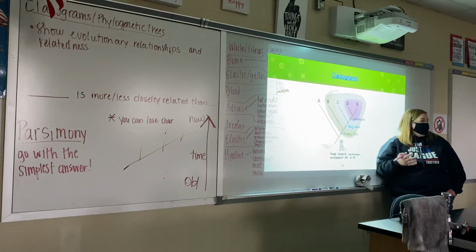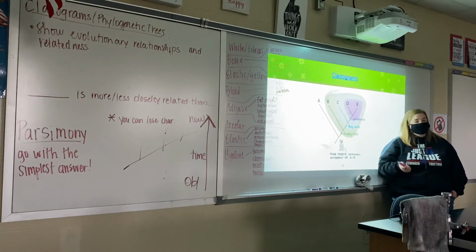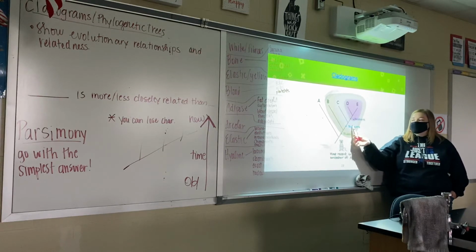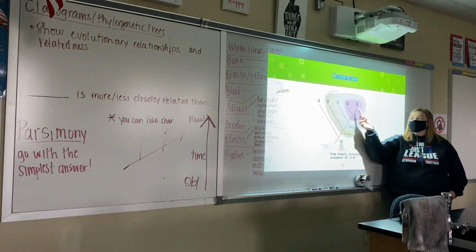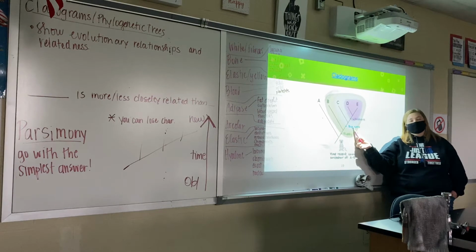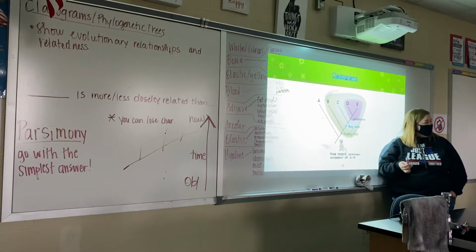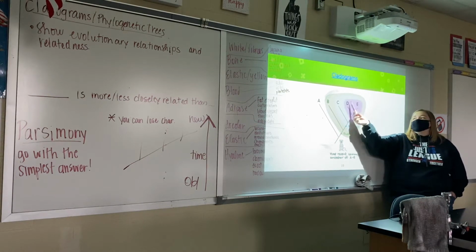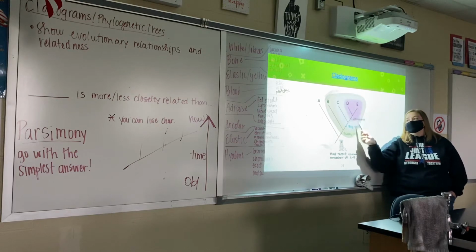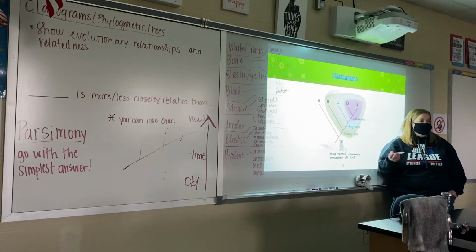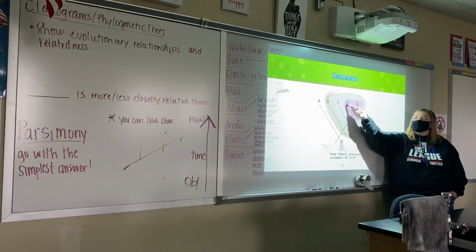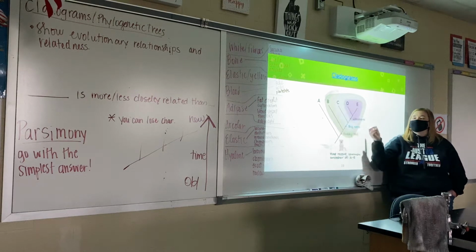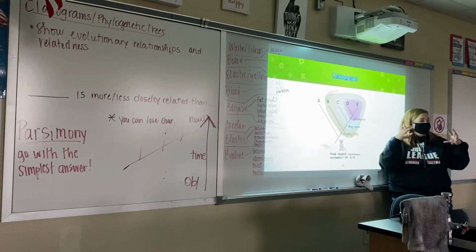Does A have a fuzzy tail? No. Okay, and everything inside the blue mark, C, D, and E, all have big ears. Does B have big ears? No. And then everything inside the purple mark, D and E, they each have whiskers. But do they have a fuzzy tail? Yeah, they have a fuzzy tail, because they're included here. And those circles get bigger and bigger.